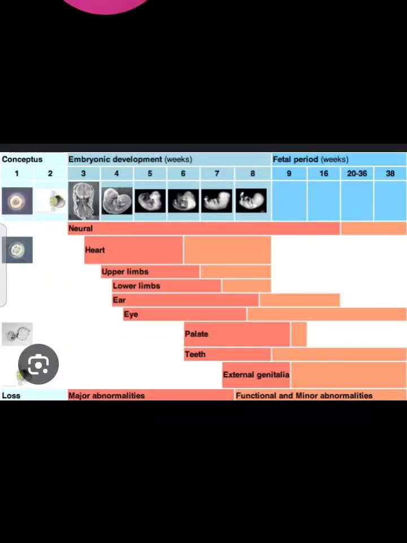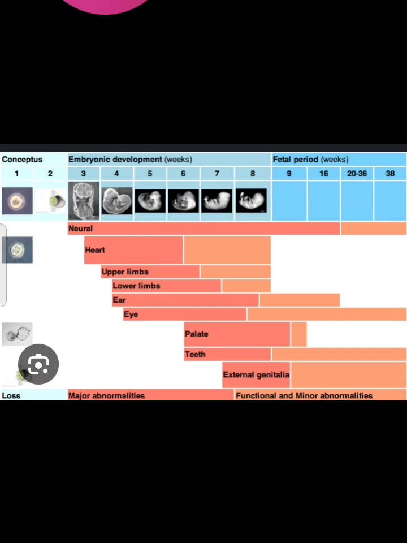Hello, today we are going to talk about congenital birth defects and the reasons for them. I want to highlight that not all congenital birth defects are due to genetic abnormalities, because there are several other reasons that can manifest as congenital birth defects.